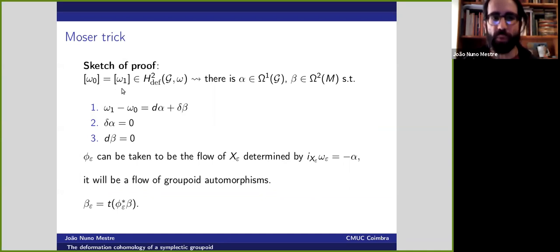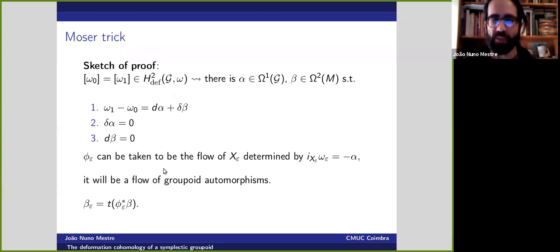So the fact that the two forms represent the same class in cohomology means that there's a 1 form on G and now also a 2 form on M, such that their difference is the de Rham differential of alpha plus the simplicial differential of beta. Moreover, because d of alpha plus beta is supposed to be precisely omega 0 minus omega 1, then the simplicial differential of alpha should be 0, meaning that alpha is multiplicative, and the de Rham differential of beta should be 0, meaning it's closed.